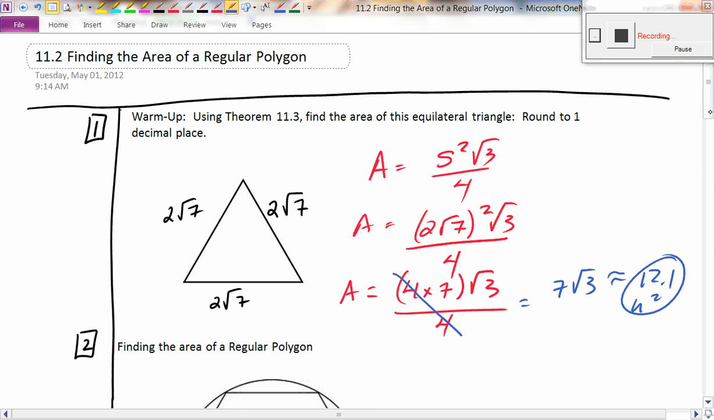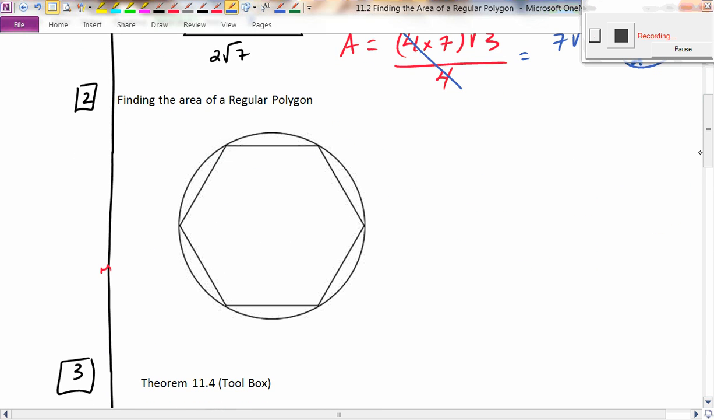Okay, new stuff. Here we go. We're gonna move on and find the area. It was 12.1 units squared. We're gonna learn how to find the area of any regular polygon, not just equilateral polygons.